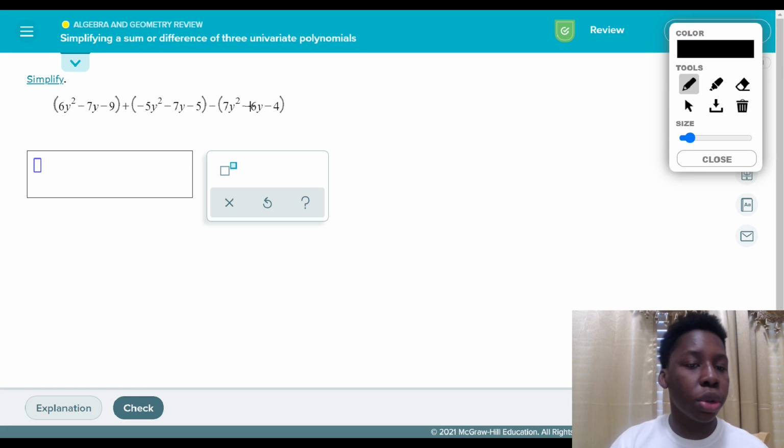The first step I want to do whenever I'm doing this is group the ones that are common together. So say for example you have y squared here, y squared is also here, y squared is also here. I'll group them into one big bracket. Then I'll go to minus 7y here, minus 7y here, minus 6y, and I'll group them into another bracket. And then I'll look at the numbers here, which are minus 9, minus 5, minus 4, and group them into another bracket. All right, so let's take a look at this question.